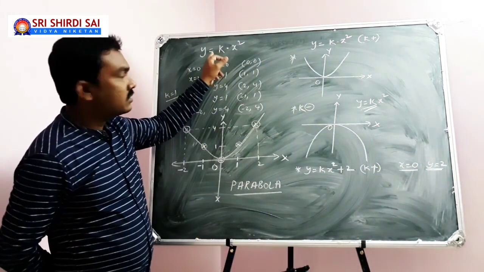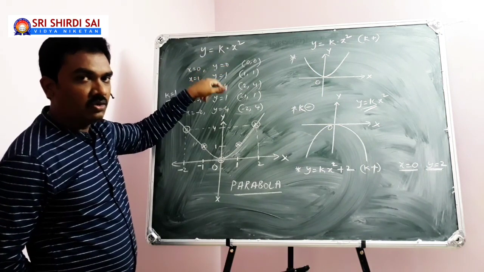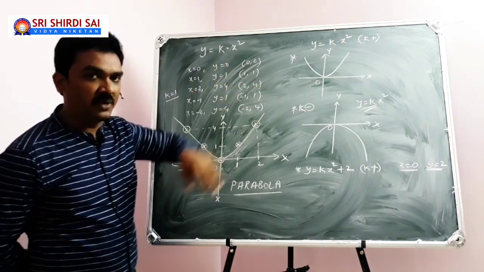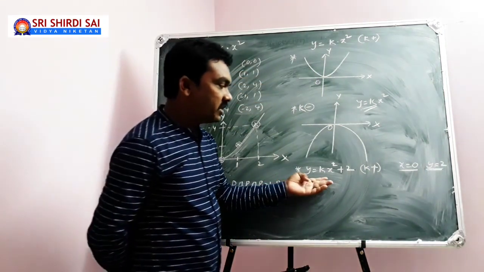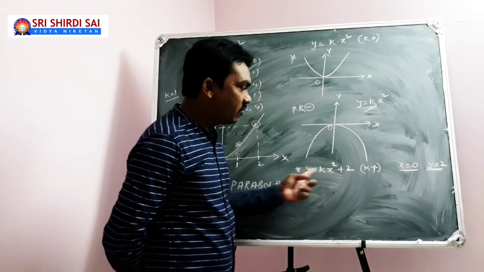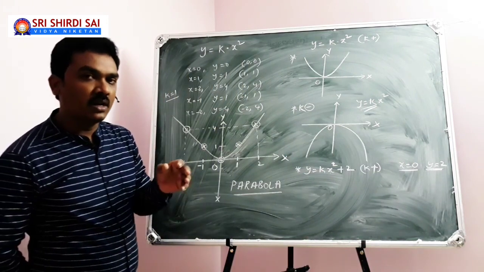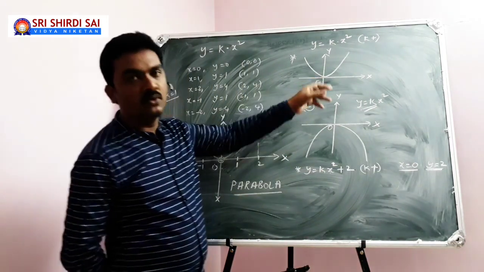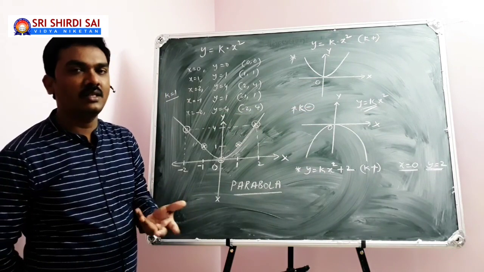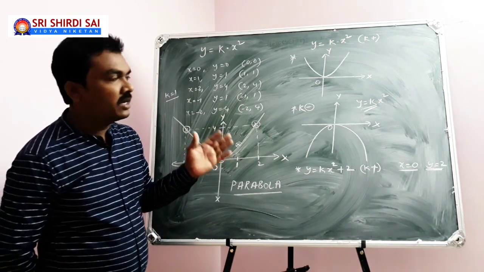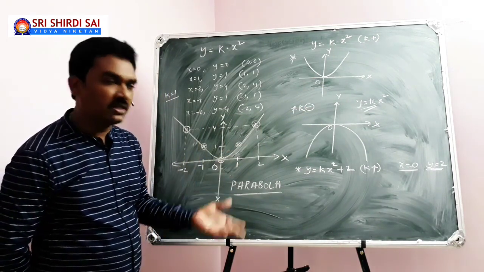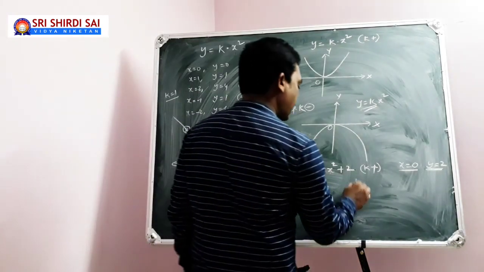In the earlier case, when x equals 0, y equals 0. (0, 0) is the ordered pair. But in this equation, if x equals 0, y equals 2, which means your parabolic curve does not pass through the origin. That's all, nothing else. Your parabolic curve does not pass through the origin. So here it can be like this.